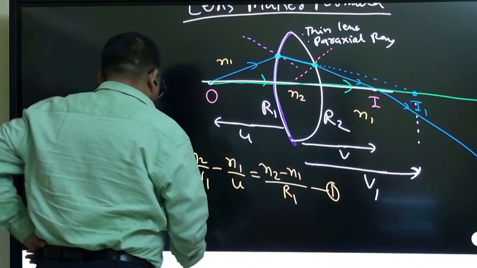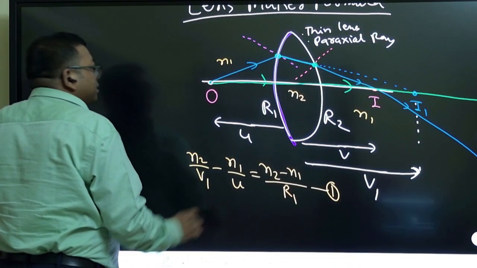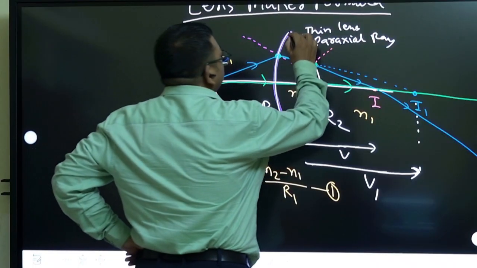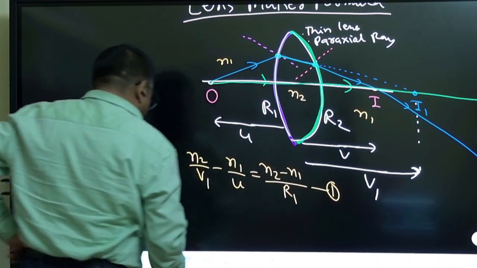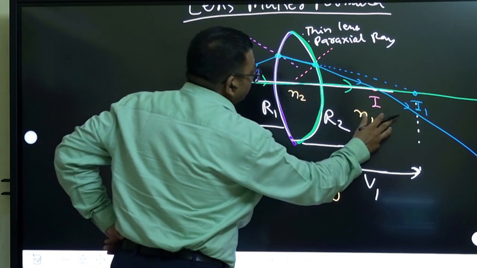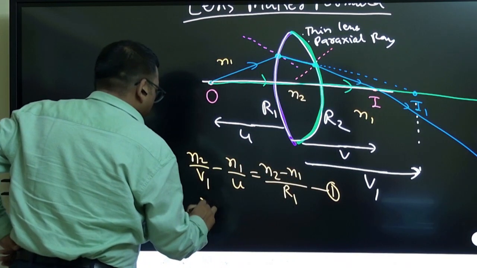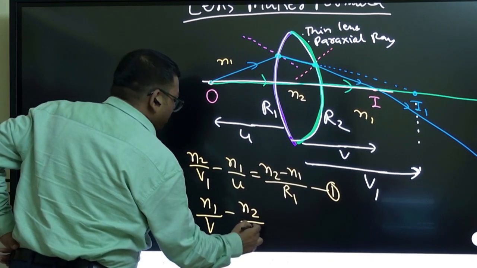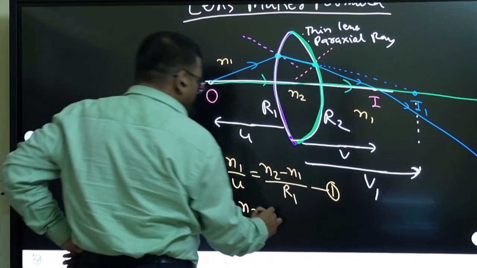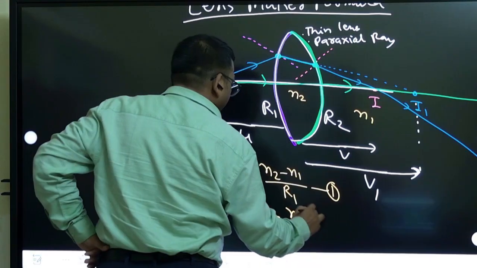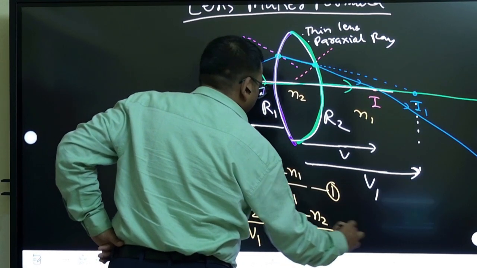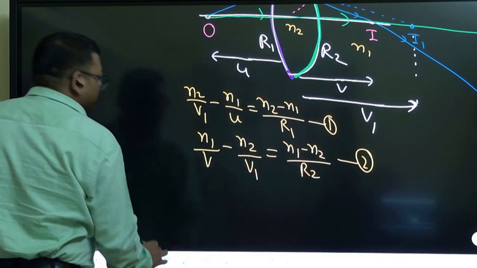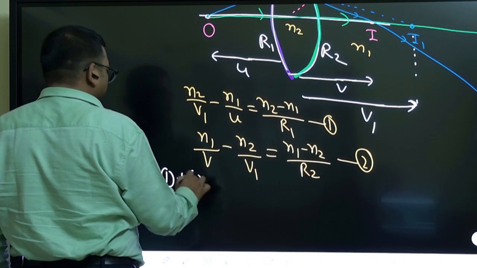Next, I will take the second surface. For the second surface, light is going from n2 to n1. So this is the second medium. I will write n1 by final image v minus n2 by object. The object is v1, because that v1 will now be acting as the object. And we have to write n1 minus n2 by R2. Then we simply add these two equations, first plus second.